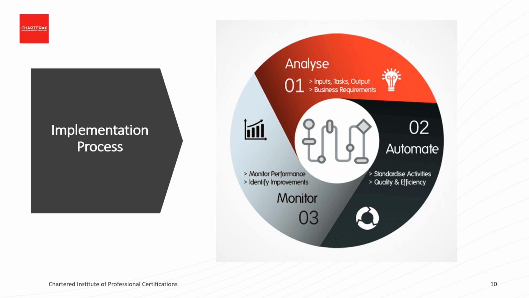Three crucial steps need to be followed. Firstly, to analyze, which is the various inputs, tasks, and outputs of the business requirements. Then we'll automate, standardize all of your activities to ensure quality and efficiency, and then monitor, which is to monitor the performance and identify feedback and learn from experience.